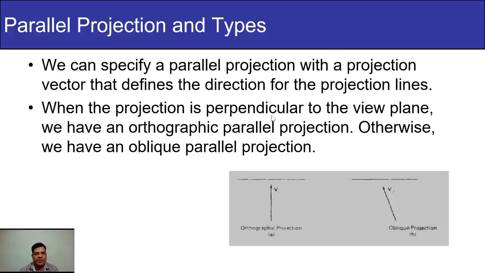When the projection is perpendicular to the view plane, we have an orthographic parallel projection, otherwise we have an oblique parallel projection. Here in the figure we can see that if the projection lines intersect the view plane perpendicularly, then it is called an orthographic projection, and if the projection lines are not perpendicular to the view plane, then it is an oblique parallel projection.